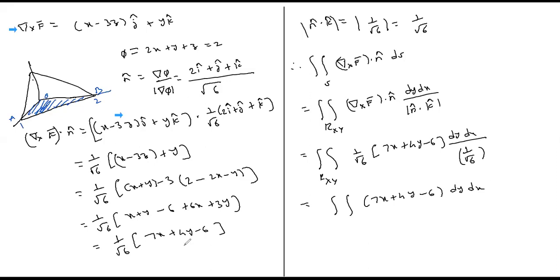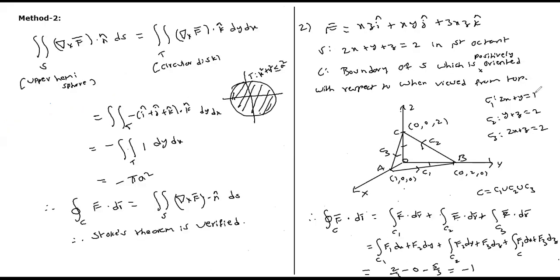What are y and x limits of integration? Now you see the boundary is a triangle with intercepts at 1 and 2. Sorry, this is going to be 2x plus y equal to 2. That is what we have written, right? 2x plus y must be equal to 2 here. There is a mistake.